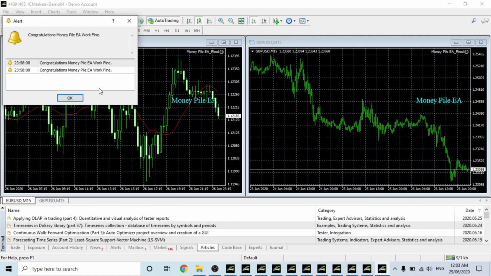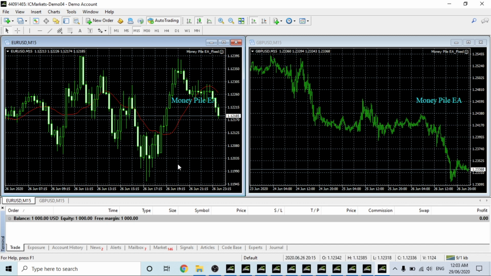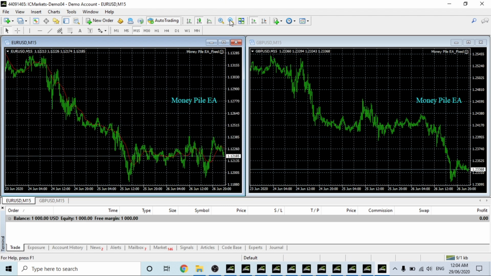So next, last but not least, I'm still trying to decide whether to run 1 or 2 pairs for Money Poll. What do you guys think? Should I run 1 or 2 pairs? We'll see what happens. But essentially, yes, M15 time frame, default settings, Money Poll. We'll see how it goes. Or should I run one pair? I'm not sure.